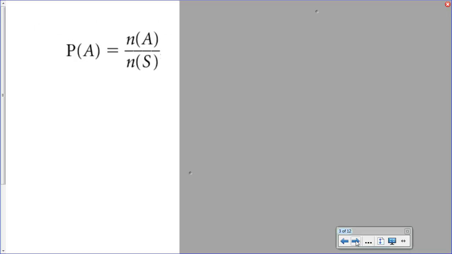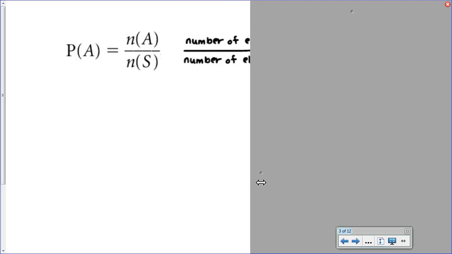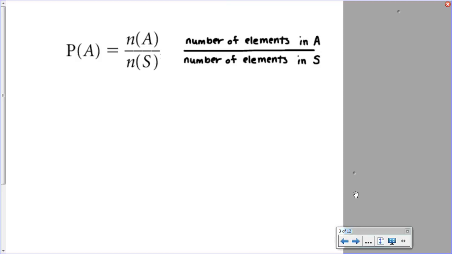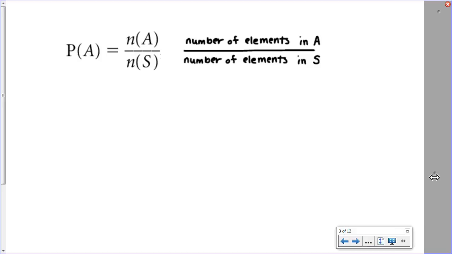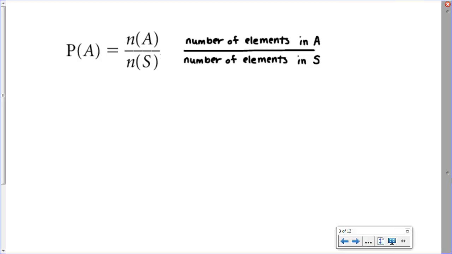This is the formal definition for probability, or the formula that you could see in the formula booklet. It says that the probability of A, which means the probability of event A, is equal to the number of elements in A divided by the number of elements in the sample space. So written out, that's the number of elements in A, you'll count them up, how many things are in A, divided by the number of elements in S, S being all of the possible outcomes for the experiment. You won't often use this formula, you'll just use common sense to set up probability fractions, but this is the formal definition.